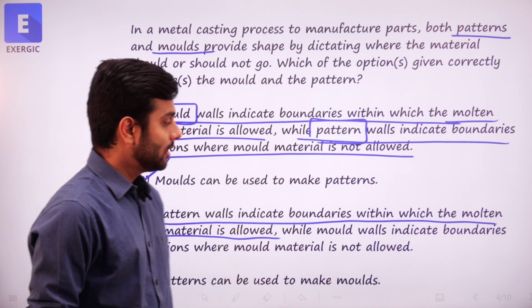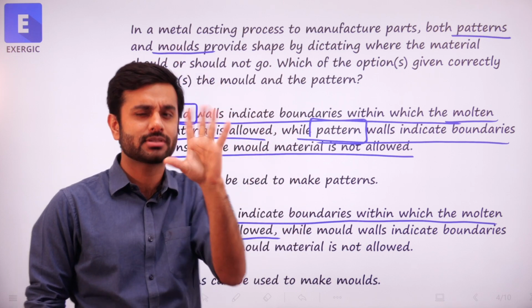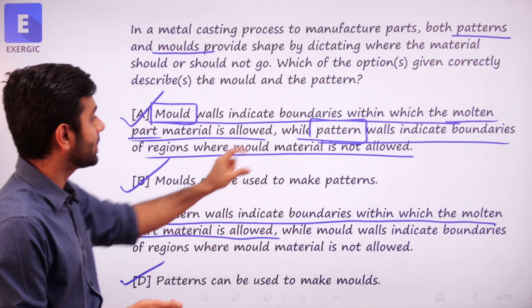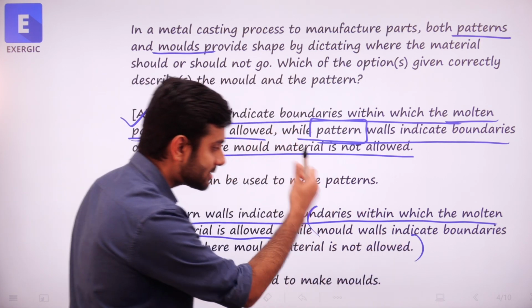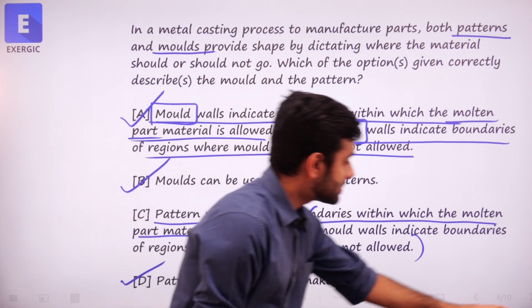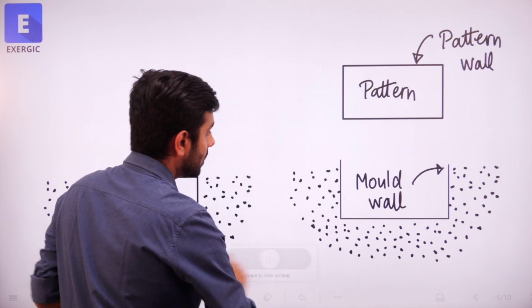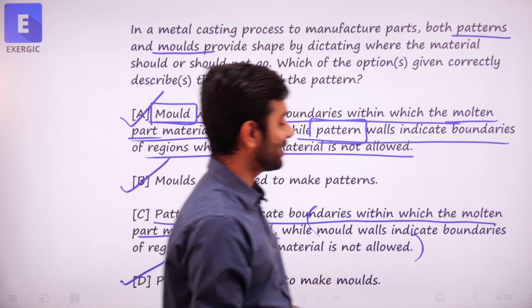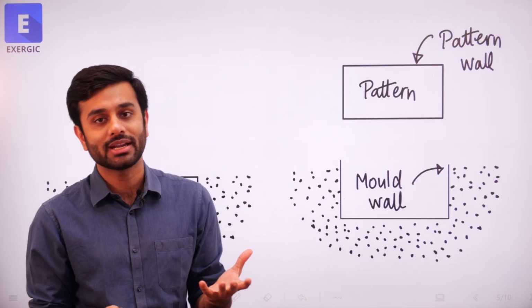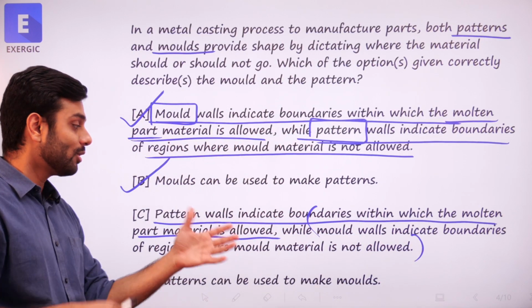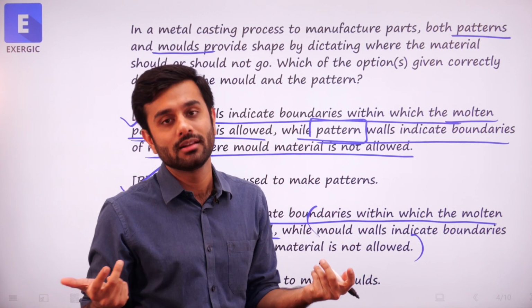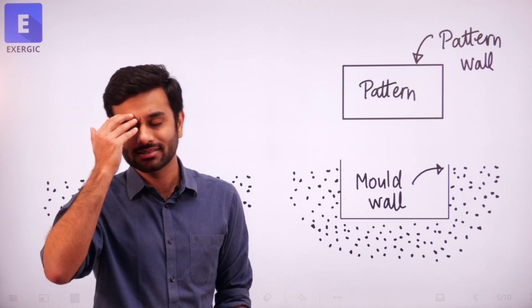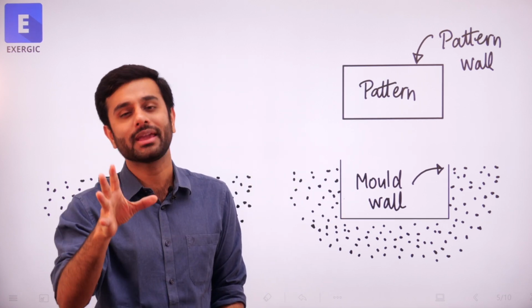Conceptually also incorrect. But the second part of this statement is just absurd. It has no meaning, and I told you why: they simply changed mold to pattern and pattern to mold. So the second half has become a very nonsensical statement. Mold wall means this wall. Mold wall represents the boundary of the region where mold material is not allowed. What nonsense. Mold wall is made up of mold material. Mold wall is defined by the mold material itself. It's just a nonsense statement. It does not make any sense.